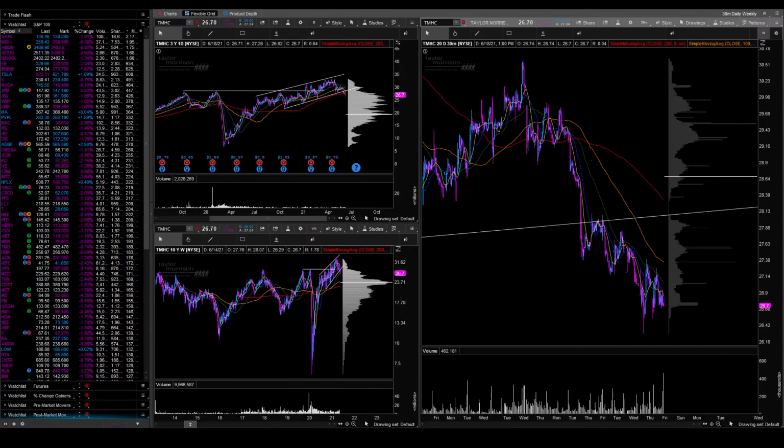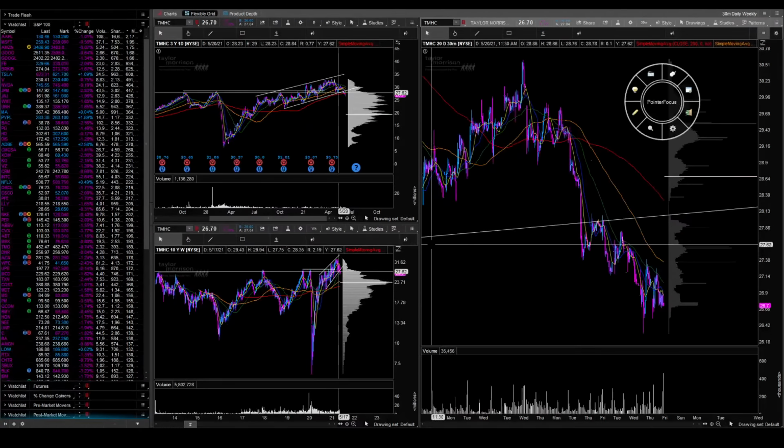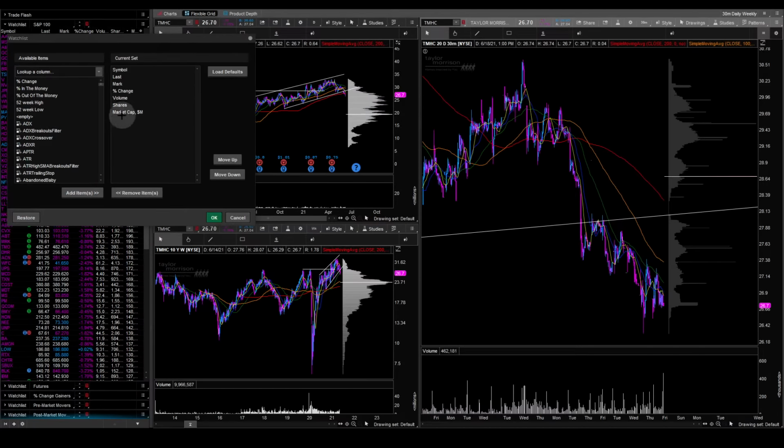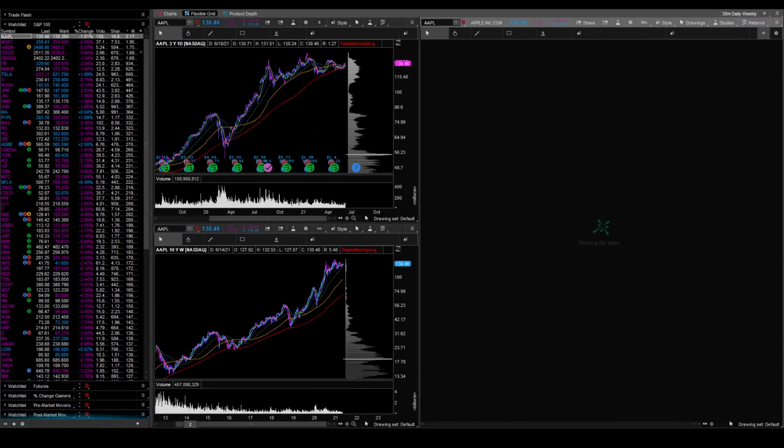What I brought up in Thinkorswim here on the left side, let me put something up here. All right, pointer focus. Now you guys can see where this is a little bit better. Up here on the left, I just do S&P 100. When you customize it, put market cap by dollars, and then you can just organize this by market cap. Really easy, right? So anyway, let's start with Apple.